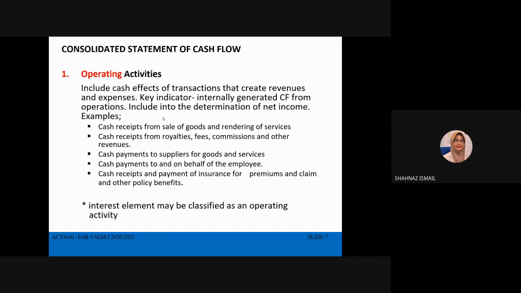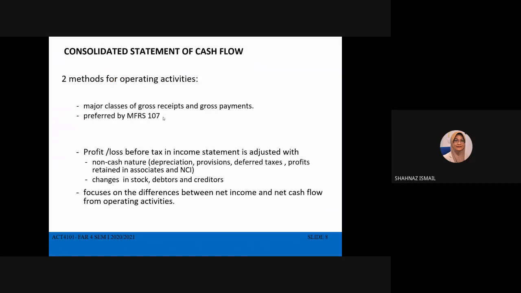So examples are as given kat sini, cash receipts from sales of goods, cash receipts from royalties, fees, commissions and others, cash payments to suppliers and on behalf of the employee, and cash receipts and payments of insurance for premiums and claims and other policy benefits. So interest element may be classified as an operating activity in this case.